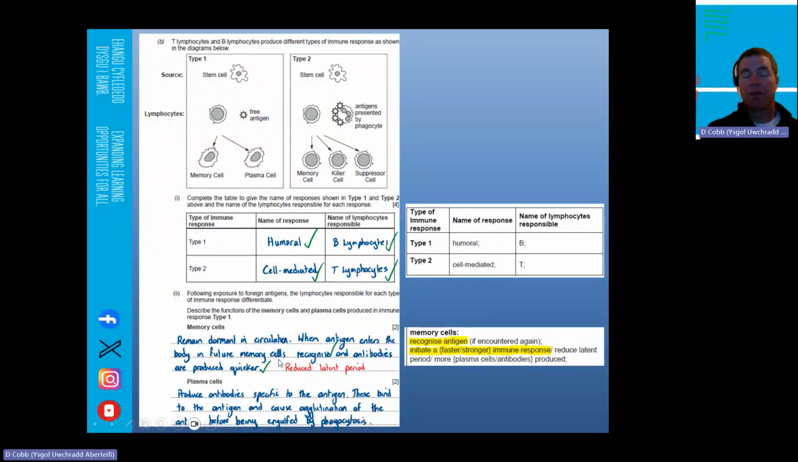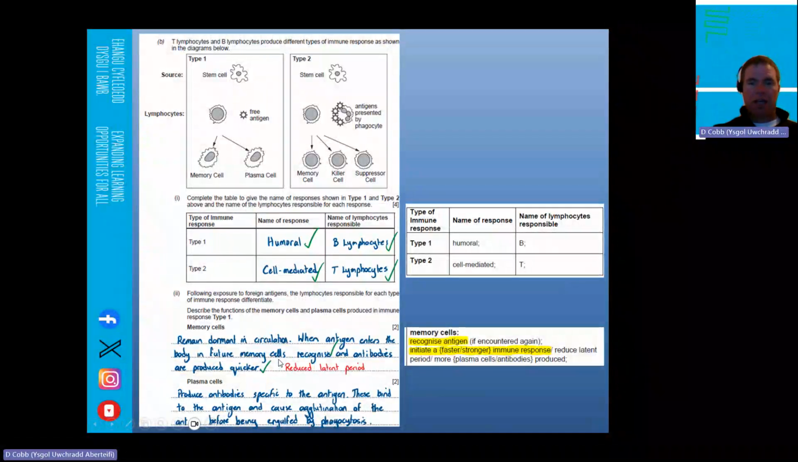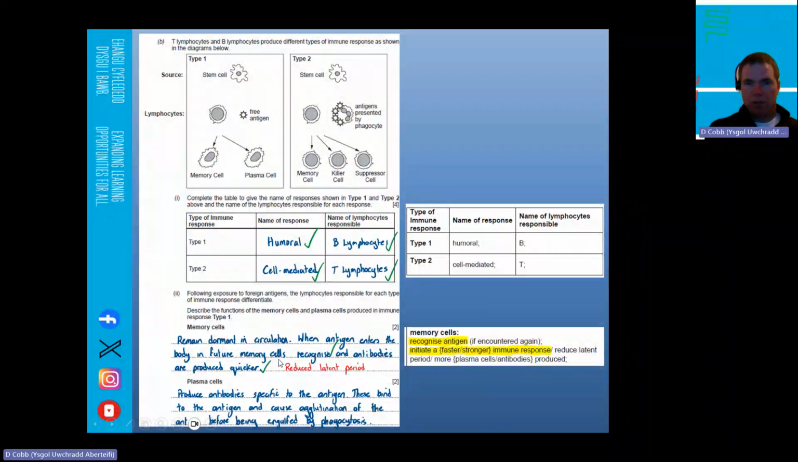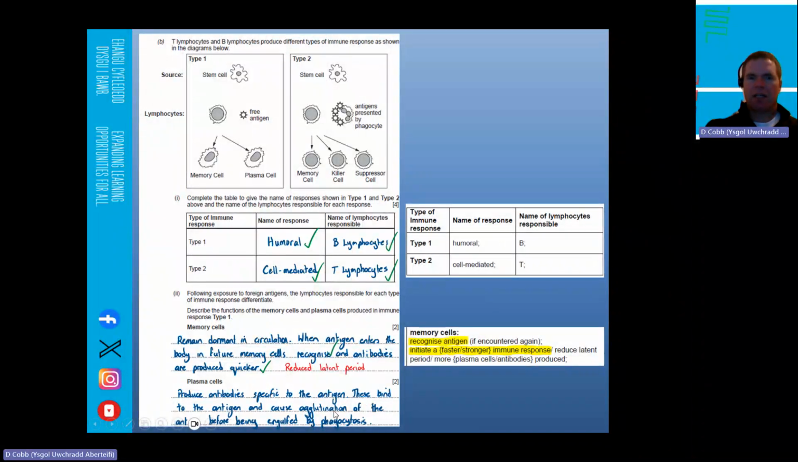So I've written enough, and what have I said there? I've talked about the antibodies being produced. I said they're specific to the antigen. I say they bind to it and cause agglutination. I could have said form an antigen-antibody complex as well. But I also talked about phagocytosis. There are lots of ways in which I could pick up marks. But the second sentence is answering the question of what plasma cells do.